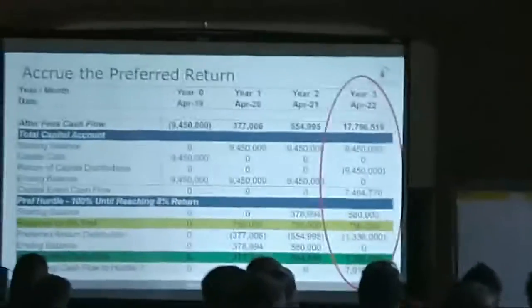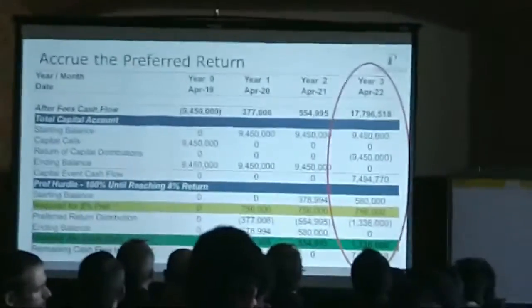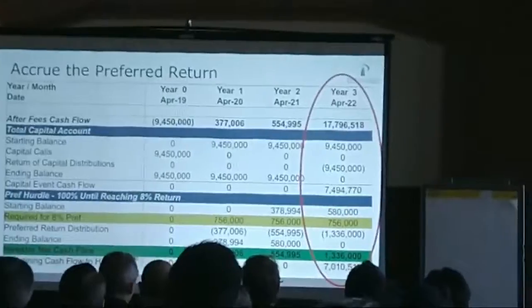So you started with $17 million at the top. You take $9,450,000, right? So now you've got what? You got $7 million-ish left. And then $1,336,000 goes to the investor. And then that leaves you with $7,010,518. But then 580 gets added also. Yes. That's how you get to the $1,336,000. You have to carry over your last year. And then you got to add in this year's $756,000.